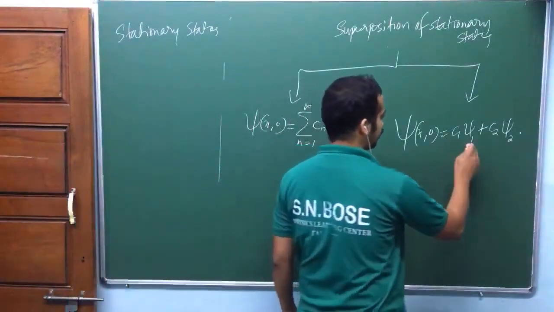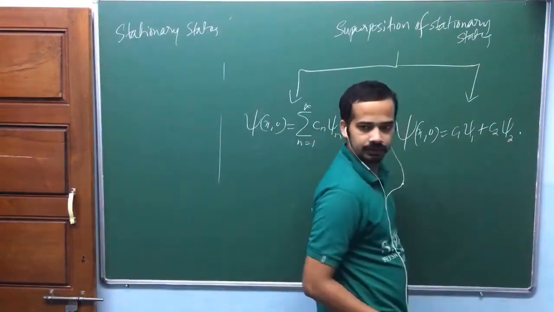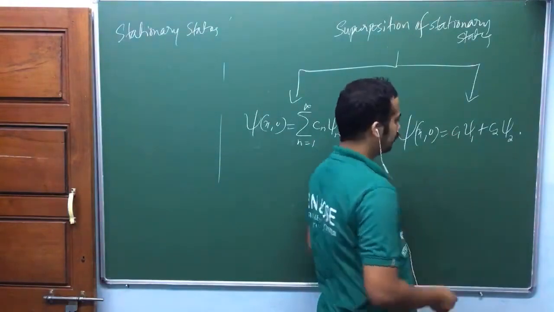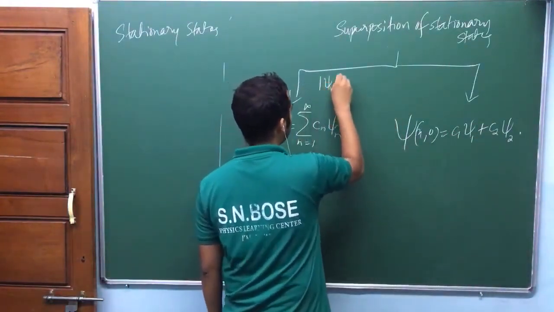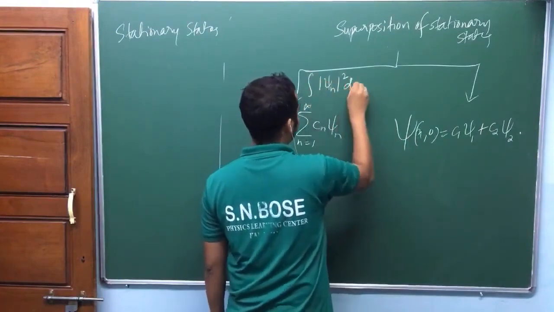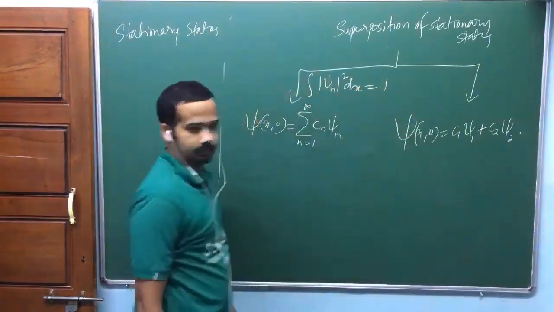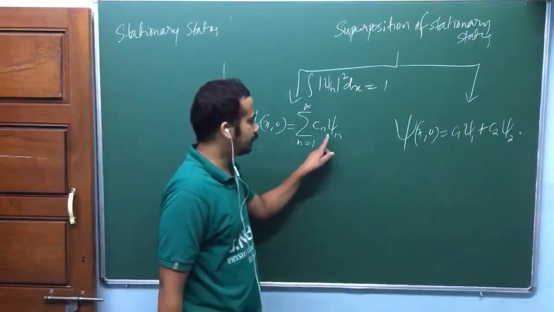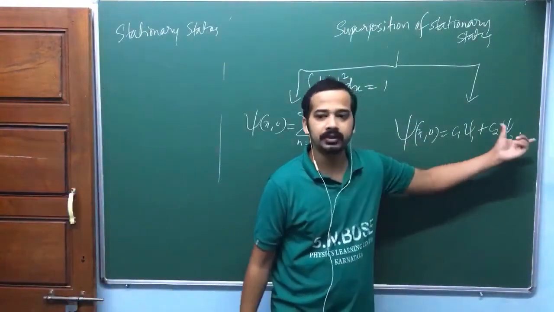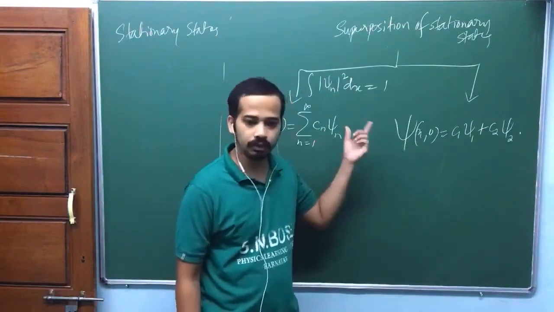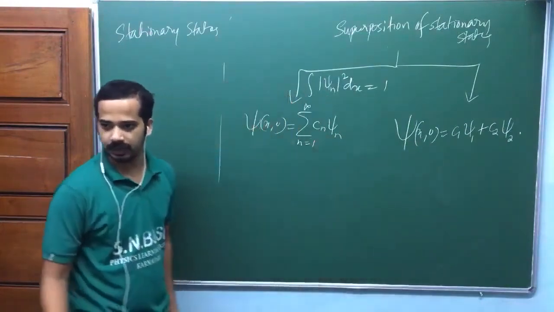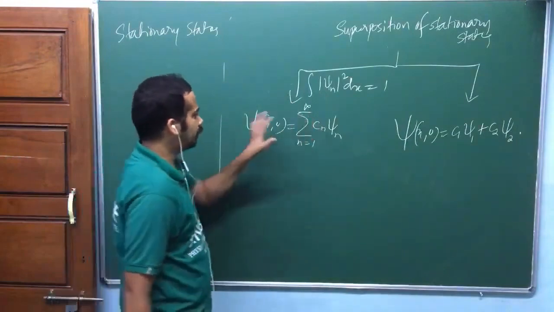Now, in this case, these two, psi 1 and psi 2, are normalized. What do you mean by that? The integral of mod psi n square dx is equal to 1. We have normalized that already. Whatever we write, we have to write a normalized state. That means if you are writing your particle in a box wave function, you should include the root of 2 by a normalization factor.